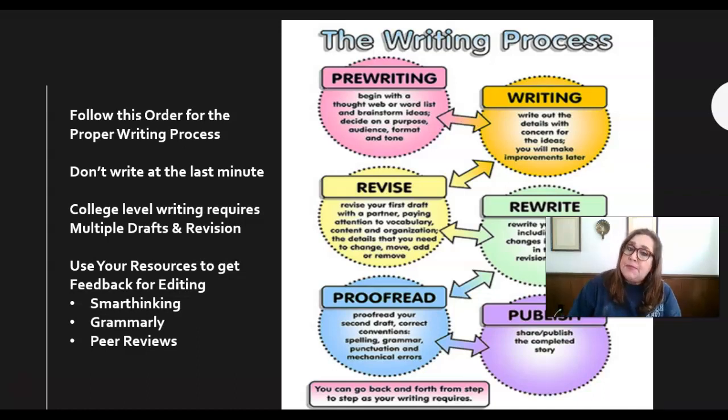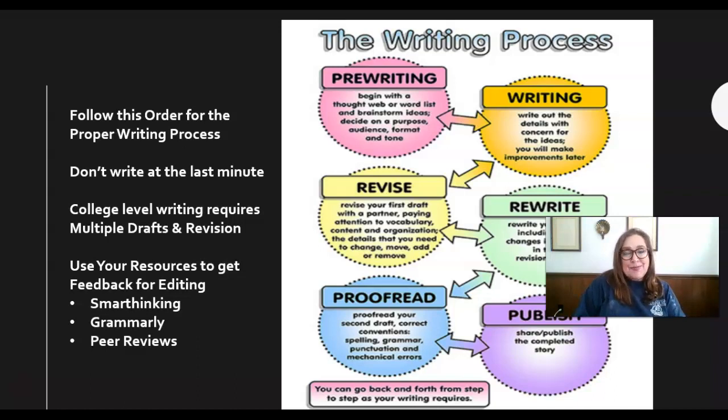So Smart Thinking is embedded in the Blackboard courses at JCC. I have it in the Resources tab, and then it's also under Course Tools, so you can find it in any course you're in, and it has tutoring and writing help there. And they actually have tutors who will review your work and send you back notes to help you edit it. But they have a 24 to 48 hour turnaround.